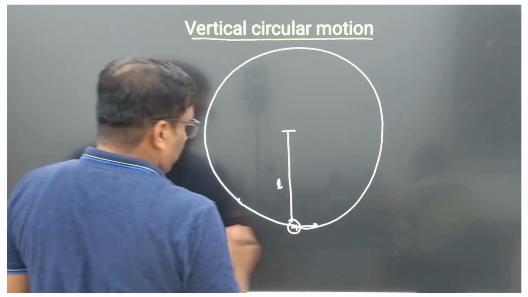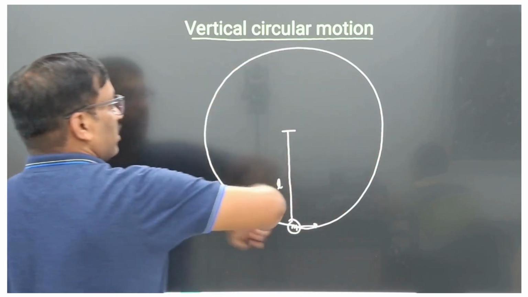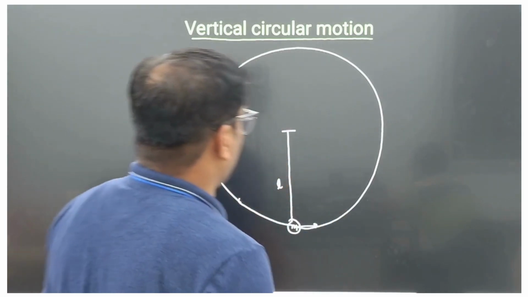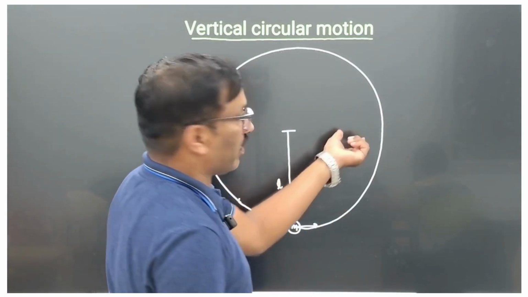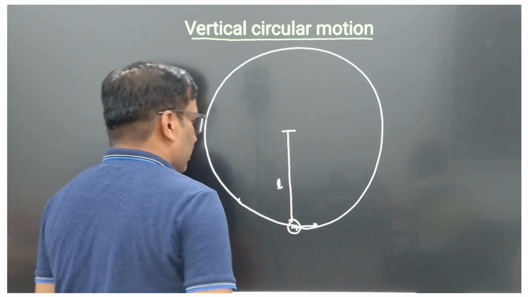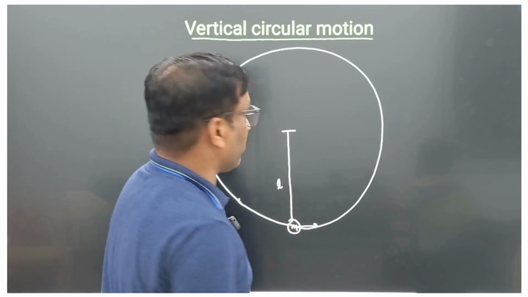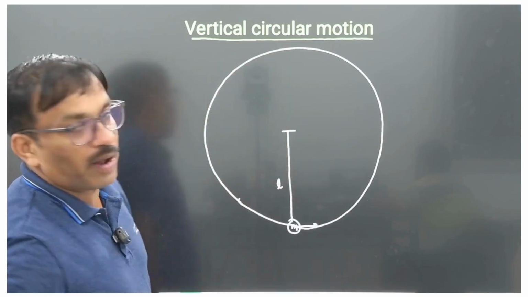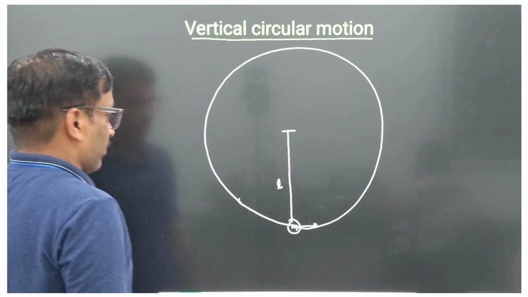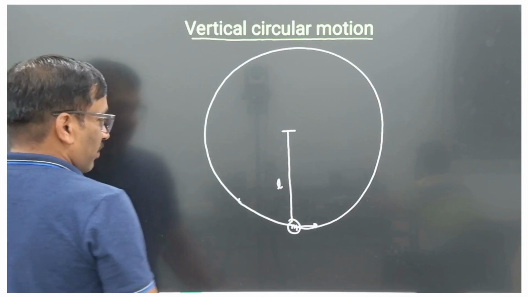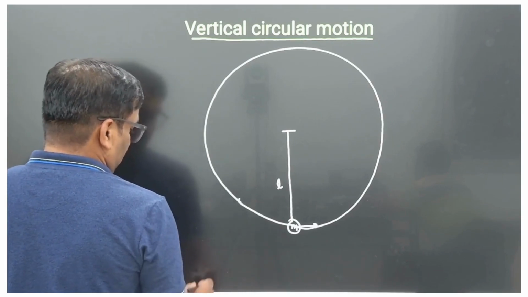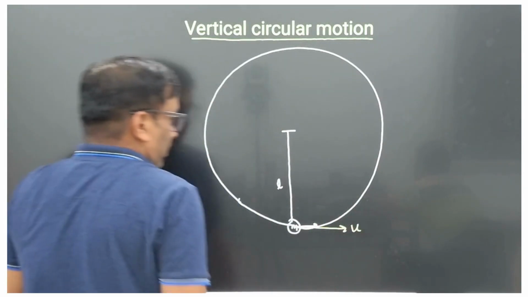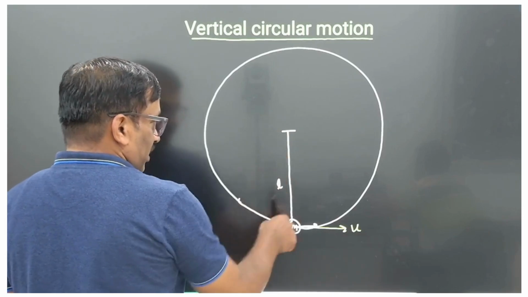What should be the minimum speed you should give so that this object will undergo complete circular motion? We will study at different points what will be the tension in the string, what minimum speed you have to maintain, and what will be the topmost speed, and we will calculate some more problems related to this topic. First, let us see: we provided some speed to this ball, with string of length L.